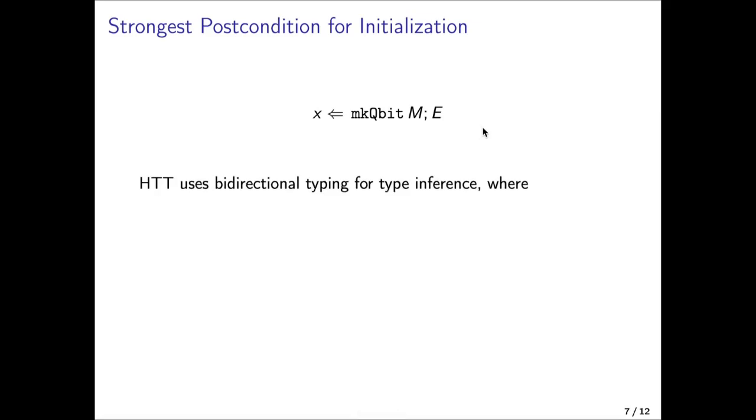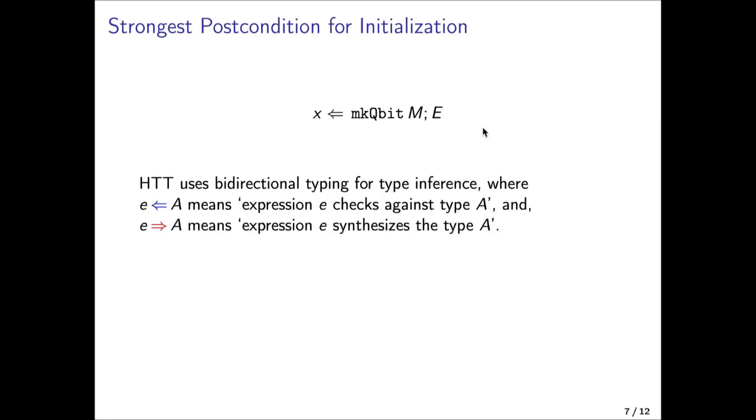This is like a monadic bind. I should also mention that QHTT uses bidirectional typing for inference, where the convention is: when we write E left arrow A, and I've colored it in blue, it means expression E checks against type A. And when E right arrow A, it means expression E synthesizes or infers the type A. So let's look at the typing rule. And here is what we want to check: the term x bound to make qubit M followed by E, and it works in the context delta, which is the variable context, and the precondition P.